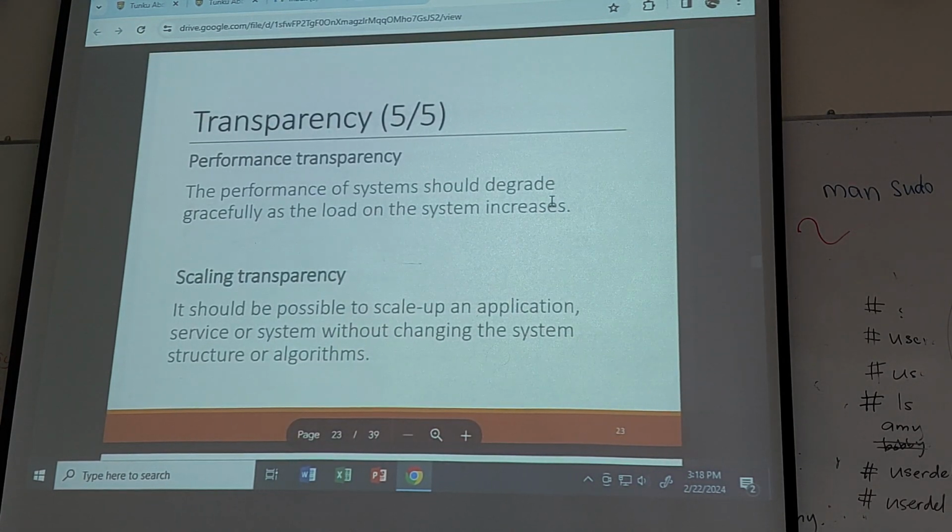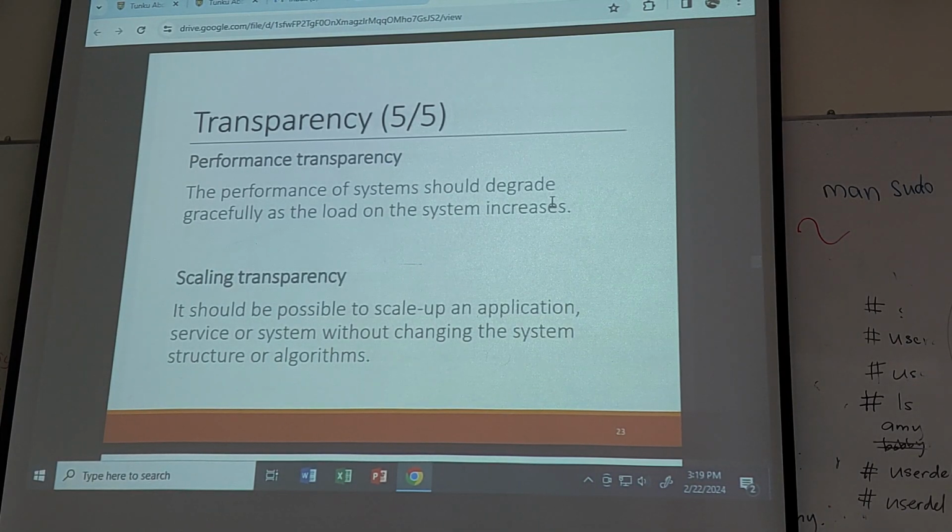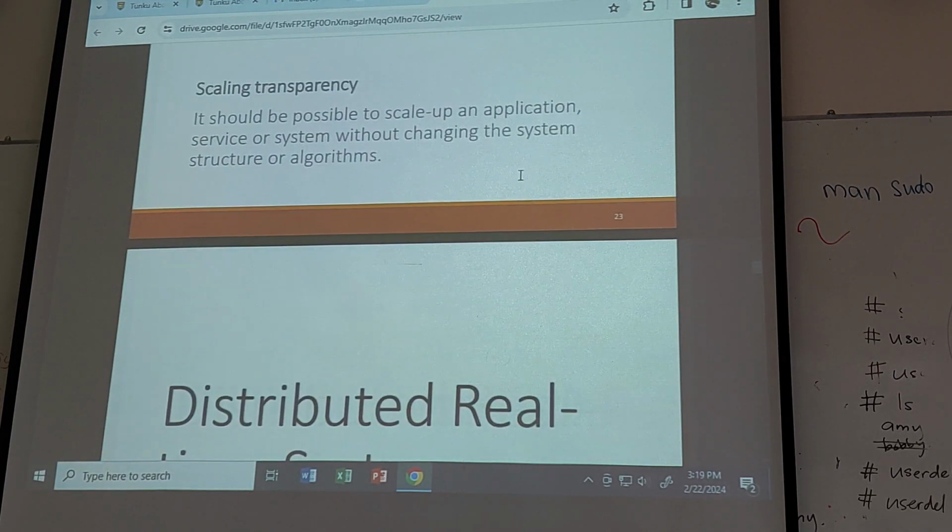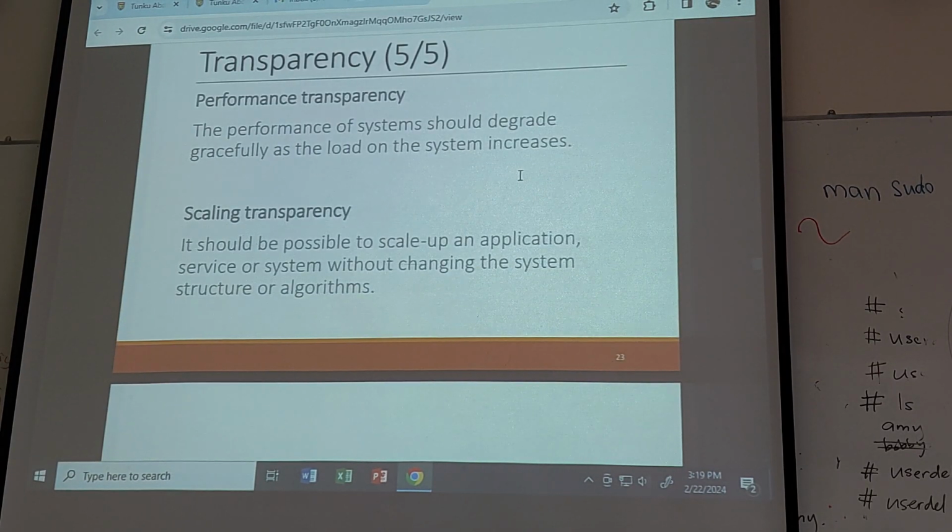Okay, performance transparency is also the same thing, like what I've already mentioned. If, let's say, the load increases, you don't tell the user, "I'm sorry, I cannot serve you anymore," right? Users don't like to see this kind of message. What you can do is share the load, but degrade the performance a little bit to cater for more and more customers. So your performance degrades a little bit, okay? But you don't tell the user, "I'm sorry, I cannot service you because of overload." So that is performance transparency.